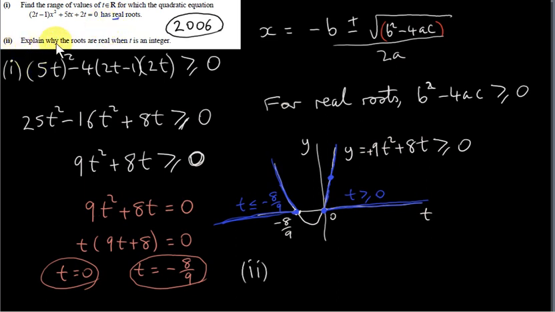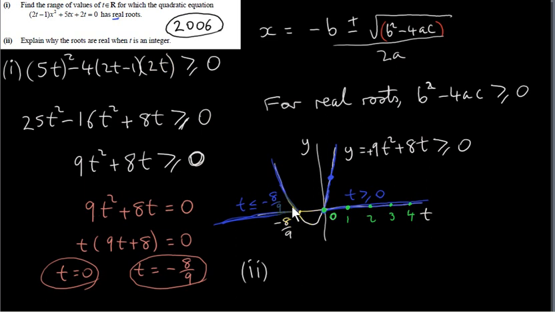In part 2 we have to explain why the roots are real when t is an integer. Well, let's look at integers. I've shown positive integers here, including 0. You can see that all these values satisfy the condition that t is greater than or equal to 0. 0 is greater than or equal to 0, so is 1, so is 2, so is 3, etc. So you can see that all these values are part of our solution set. So if we take any positive integer, plug it in for t, we will have an equation that has real roots.